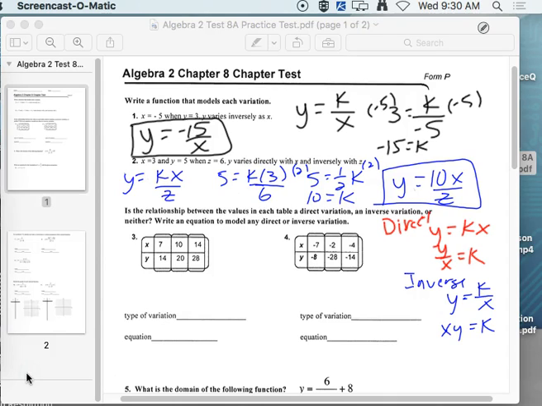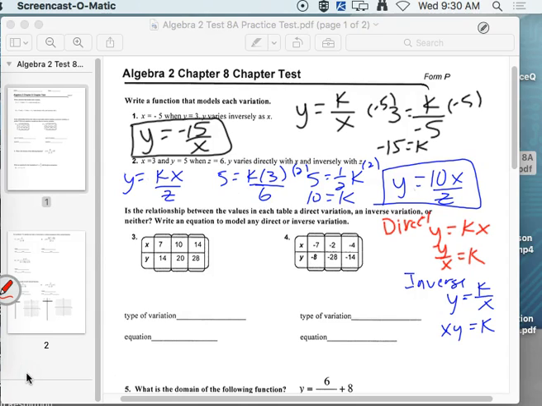So here's what we need to remember. Direct is multiplication. So to find it, we have to use division. Inverse is division. So to find it, we have to use multiplication. So let's see. Notice the pattern. Do you see anything in table 3 that would be helpful?